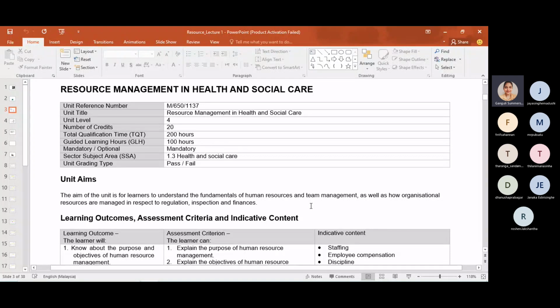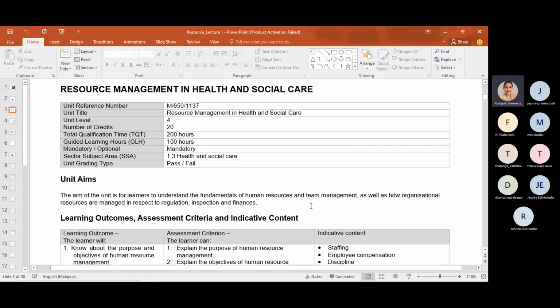And this is a mandatory subject. Mandatory means a compulsory subject. This is not an optional subject. It is compulsory for you to do this subject in order to get your level 4 diploma.